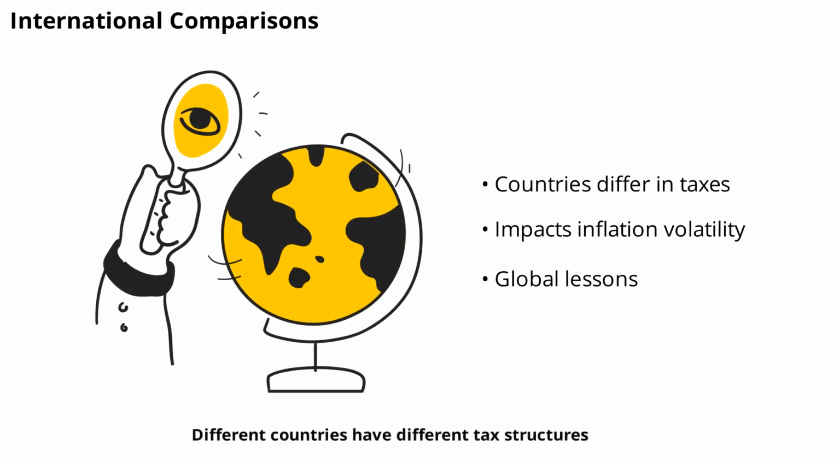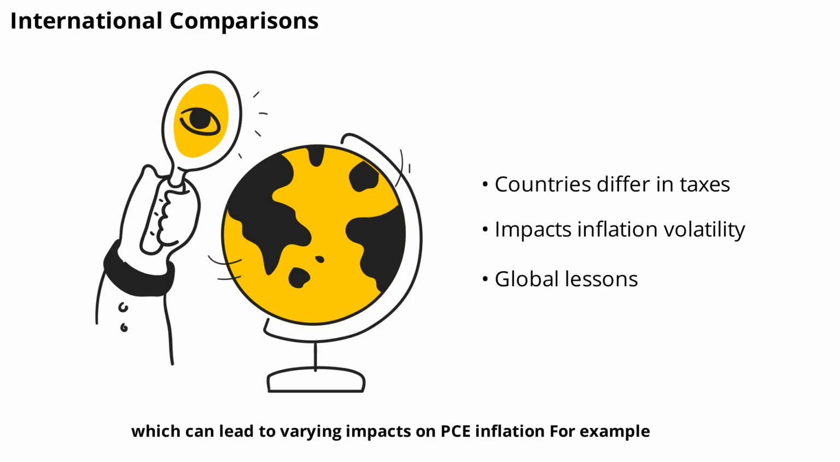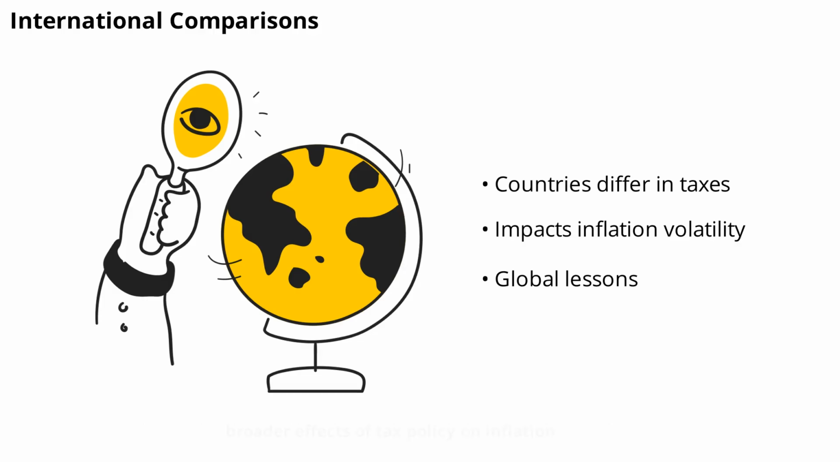Different countries have different tax structures, which can lead to varying impacts on PCE inflation. For example, countries with high consumption taxes may see more volatile inflation rates when those taxes change. Comparing international experiences helps us understand the broader effects of tax policy on inflation.